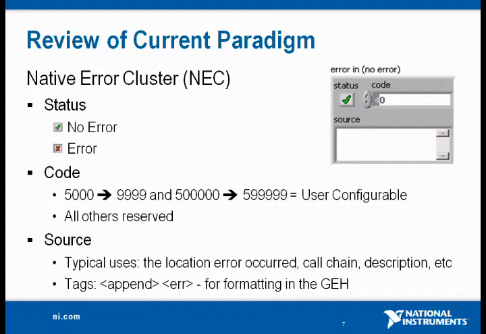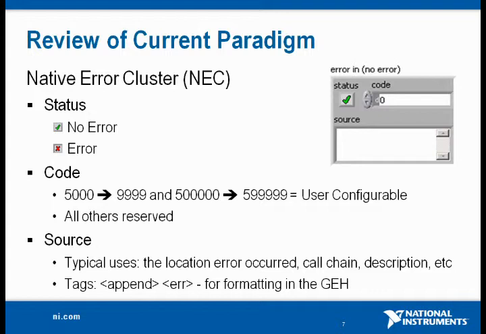So the native error cluster is a standard cluster of 3 elements, although it has a nice round wire. I'm not going to tell you what we call it. It contains a Boolean, which has, of course, 2 values. There's either an error or there isn't an error. It has an error code, which is an integer.